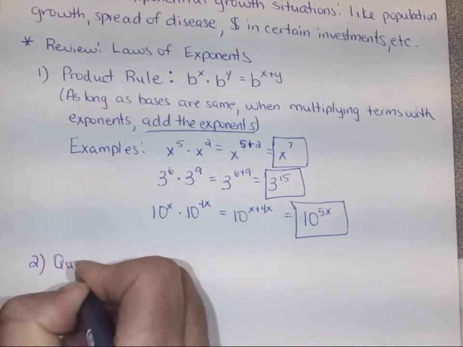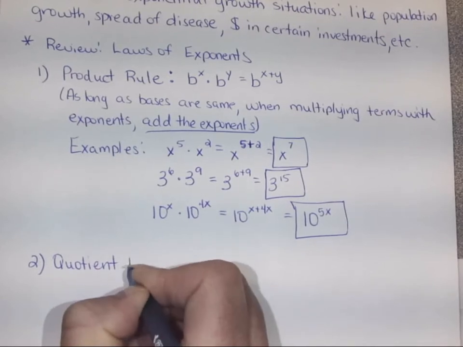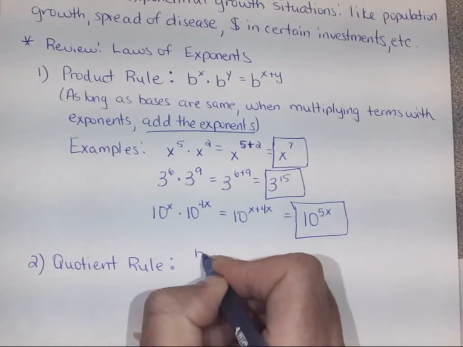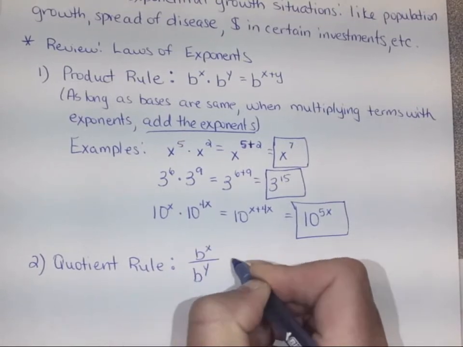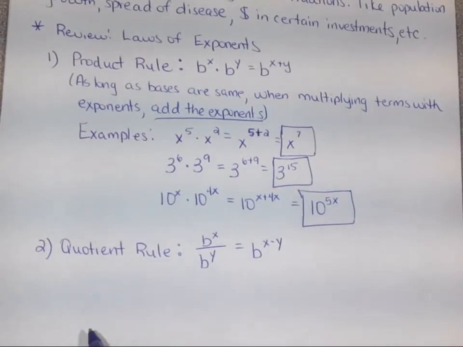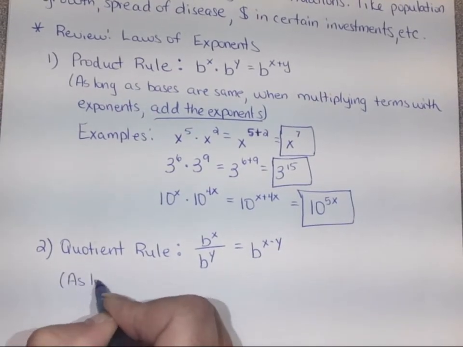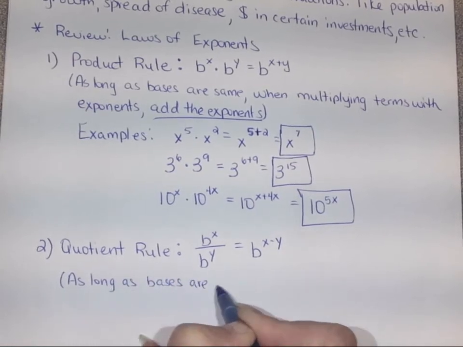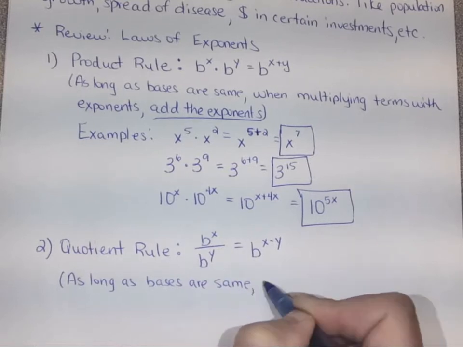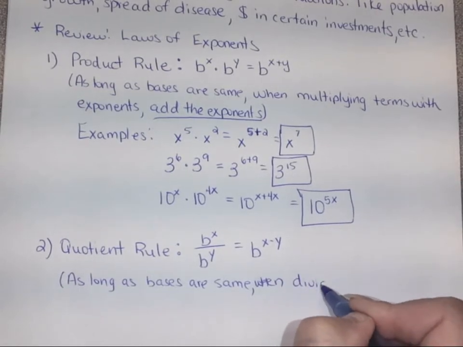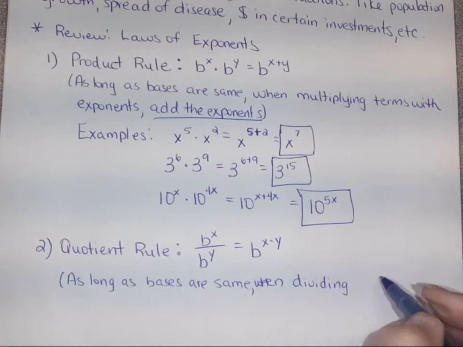The second rule of exponents is the quotient rule. So the quotient rule just says if you have b to the x over b to the y, it's the same as b to the x minus y power. So here's the rule explained in words: as long as the bases are the same, because if they're not, you can't do simplification. They're not considered like terms if the bases aren't the same. So as long as the bases are the same, when dividing terms with exponents, subtract the exponents.